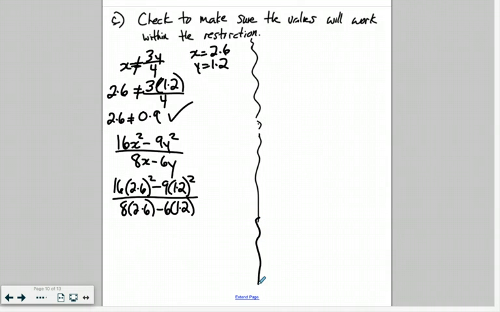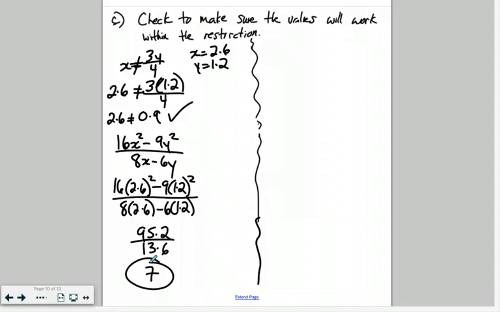The numerator becomes 16 times 2.6 squared minus 9 times 1.2 squared, and our numerator becomes 95.2. We evaluate the denominator, 8 times 2.6 minus 6 times 1.2. That denominator becomes 13.6. Do that final division, 95.2 divided by 13.6, and we get a value of 7. Evaluating the expression at those two values gives us a value of 7.